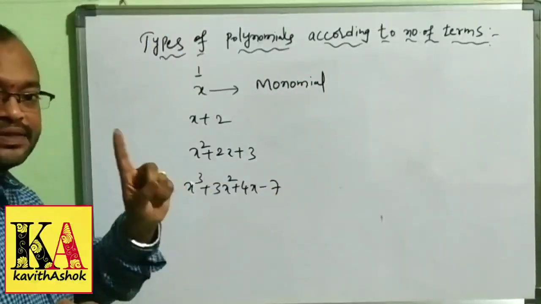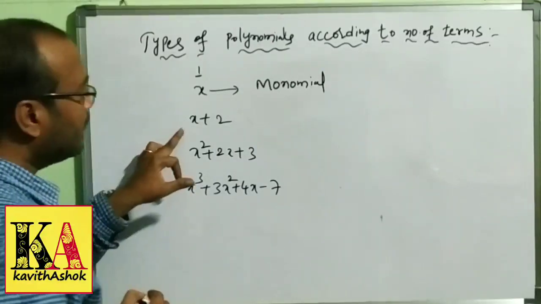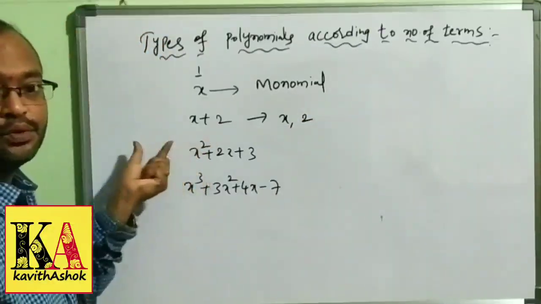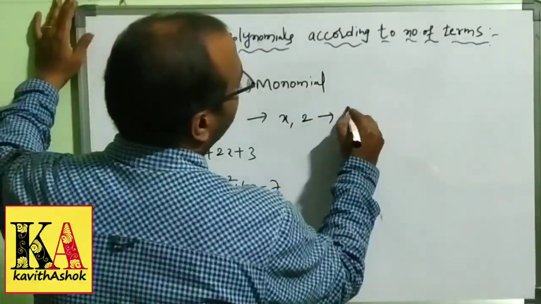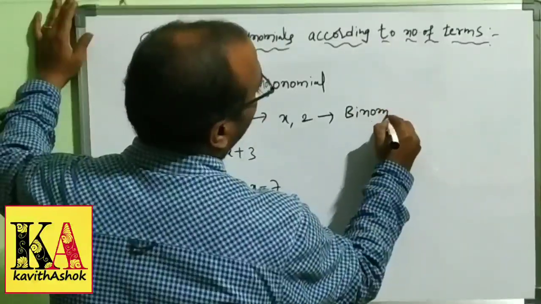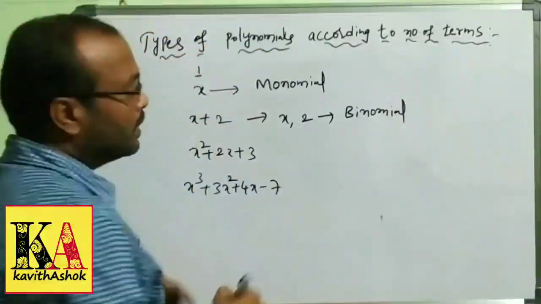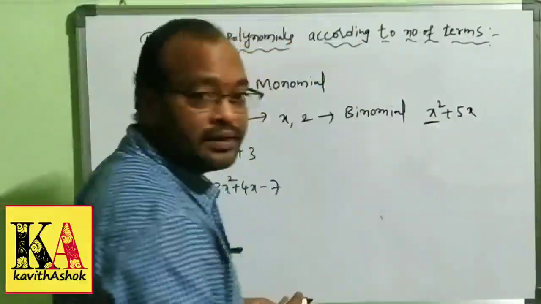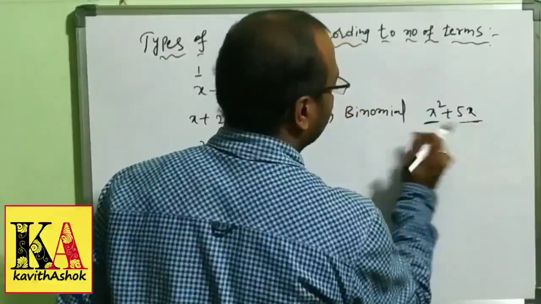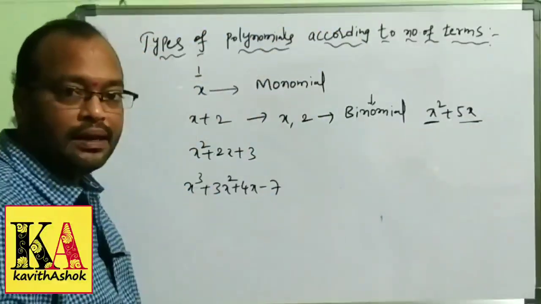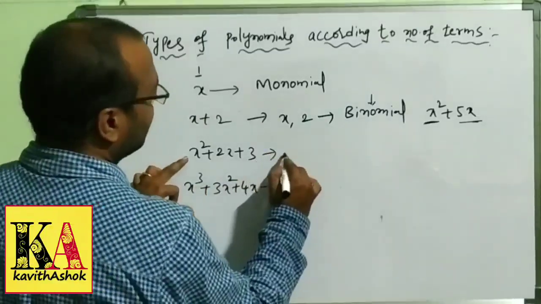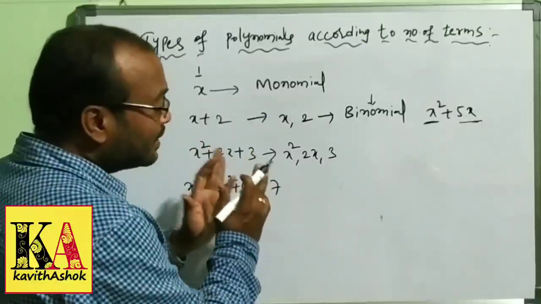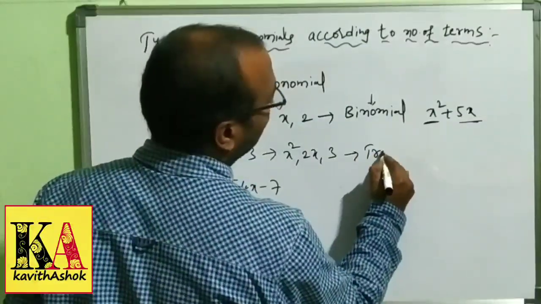Now, if the number of terms is 1, that is a monomial. Here, how many terms are there? 2 terms. x is one term and 2 is one term. So this is a binomial. If suppose x square plus 5x is there, then also x square is one term, 5x is one term. Two terms are there. That's why this is called binomial. Here, how many terms are there? x square is one term, 2x is one term, 3 is also one term. 3 terms are there. We can call this a trinomial.